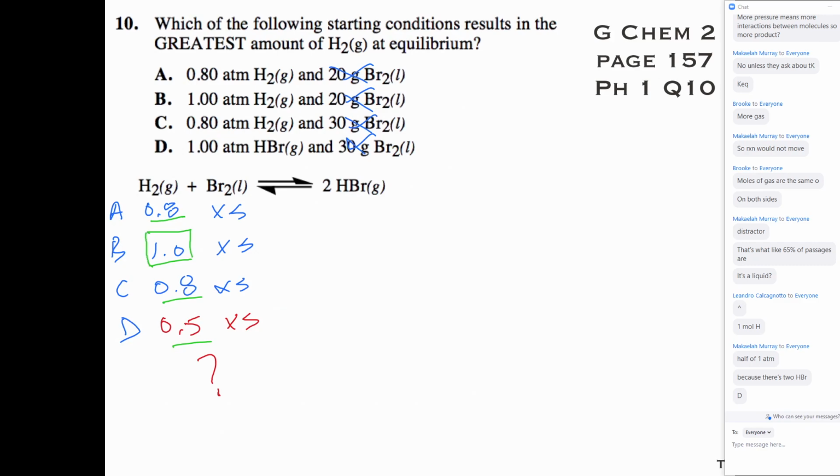The one that starts with the most H2. So if you start with 0.8 and it goes forward, start with 1, it goes forward, start with 0.8 goes forward, and 0.5 goes forward. You agree if you have more to begin with, you're going to have more of everything. If you have less to begin with, you're going to have less of everything.